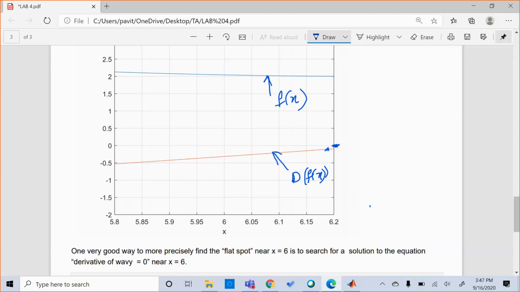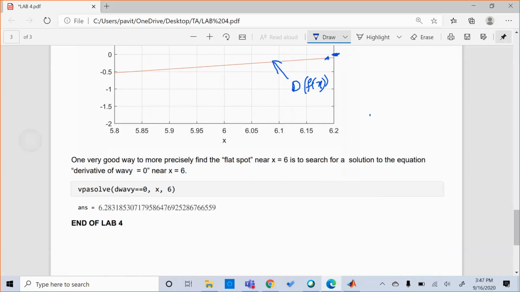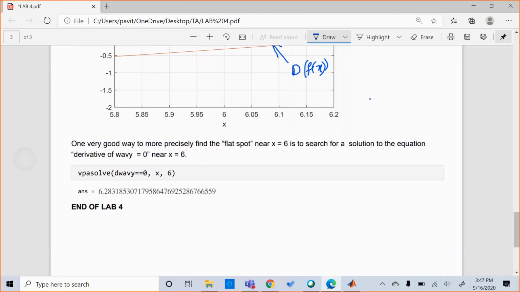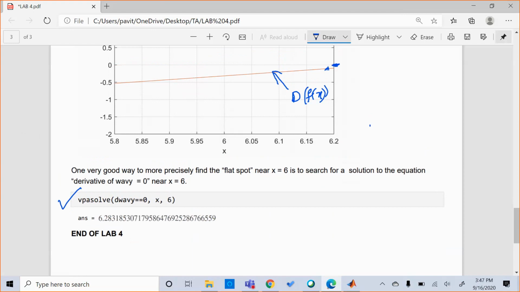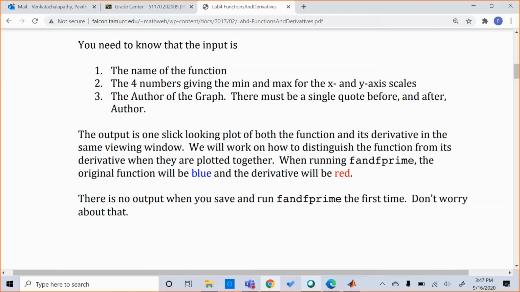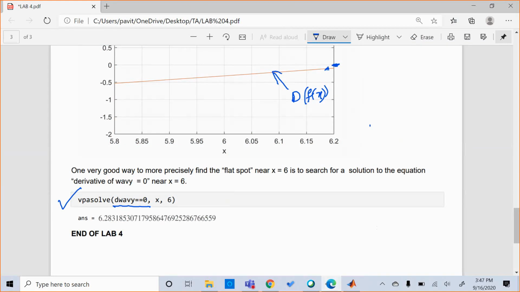Okay. After this, if you need another method to do this, you can do that by using a solve command. Okay. What I am saying is, I want my derivative to be 0. So I can say this. dAv is nothing but derivative of the function must be 0. It should be 0. It should be 0 for x value.